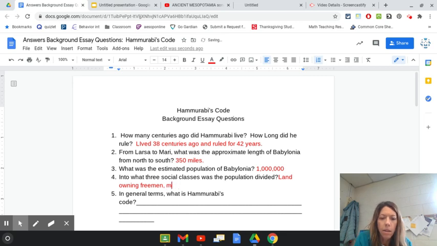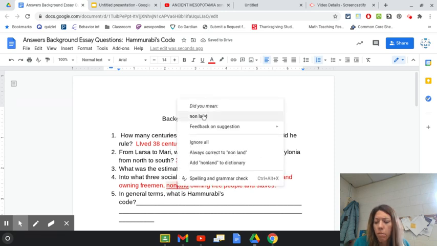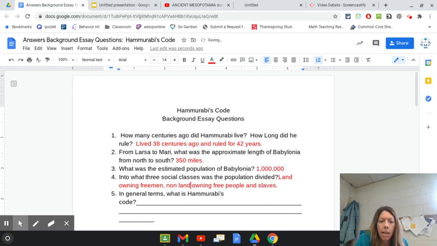Non land owning free men. And actually, in this case, they don't even say men so much as they say people and slaves. Okay. They don't like how I've done that. Whatever. That's just, you can put a dash there, you can have a space there. That's not important to me.